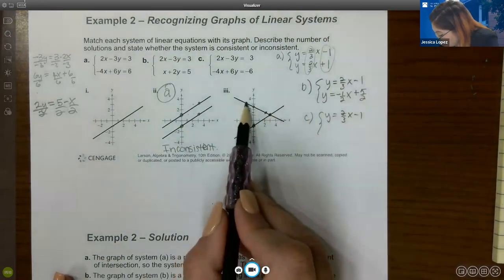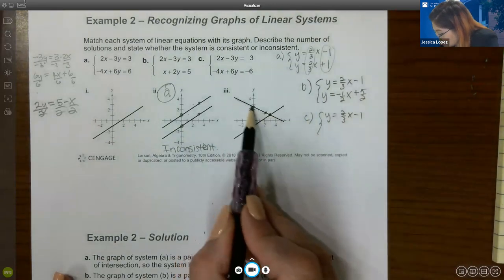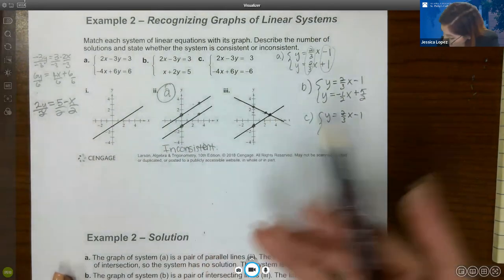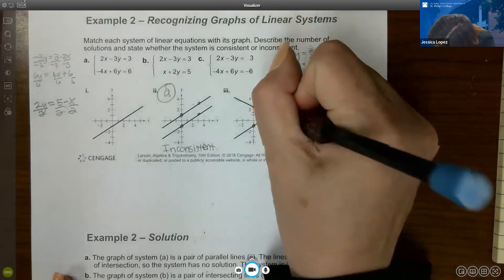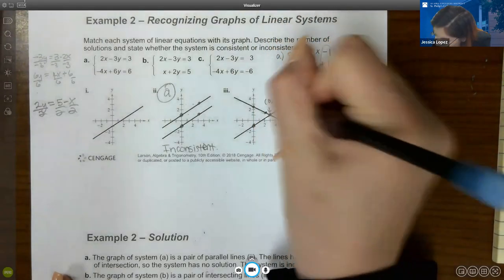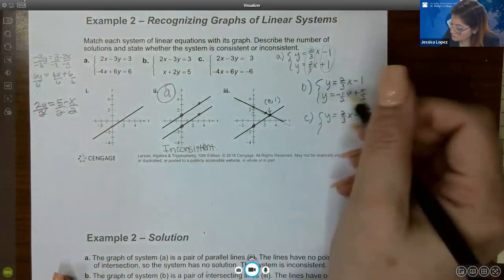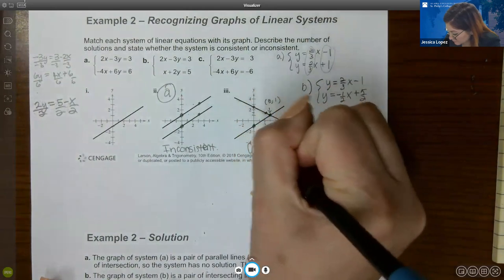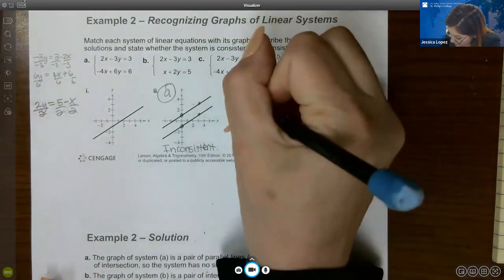If I were to draw the line through these two points, it would actually intersect the other line right there. And what are the coordinates there? The coordinates right there are (3, 1). And so this one has a solution, so it's consistent. And this one is actually B.